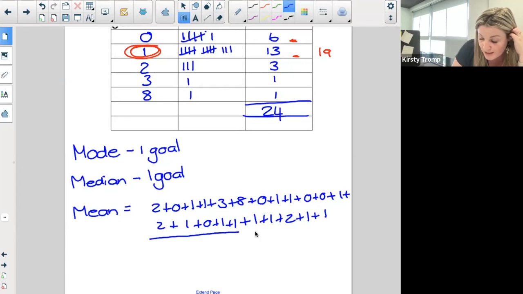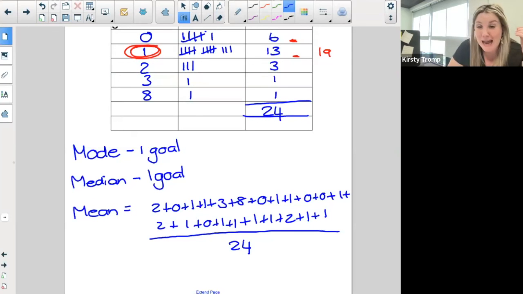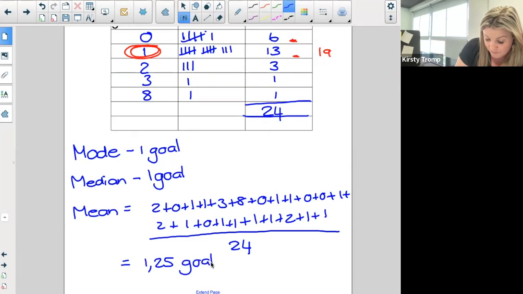And we're going to take all of those numbers and add them up, and we're going to divide them by the total number of goals that we actually scored. And when we added that total up, it was 24. So to get the mean, we're looking at the average. We must add up all our numbers, and we must divide by the total number of goals. So you would go and add those all up on your calculator. You would divide it by 24, and you get 1,25 goals. Okay, 1,25 goals. All right.